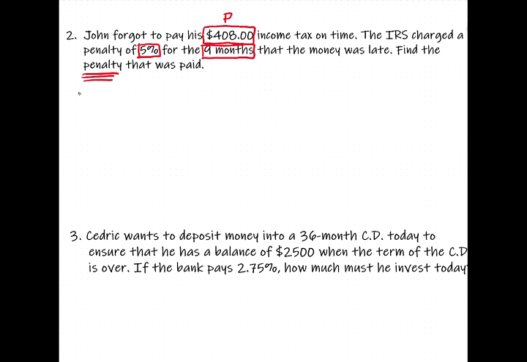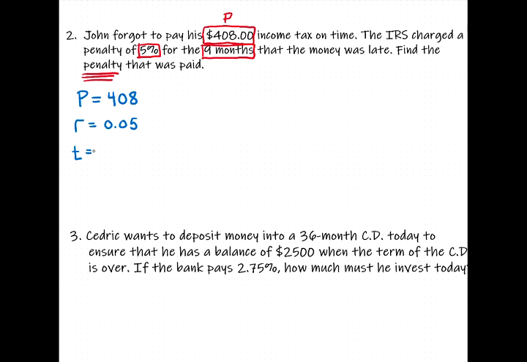Okay, so the principal amount is $408. The annual interest rate is given as 5% or 0.05. And the time is 9 months. It's very important that time is always measured in years. We have to be consistent. If we're going to use the same formula for every problem, we can't use months in one problem and days in another and weeks in another. We use years across the board.